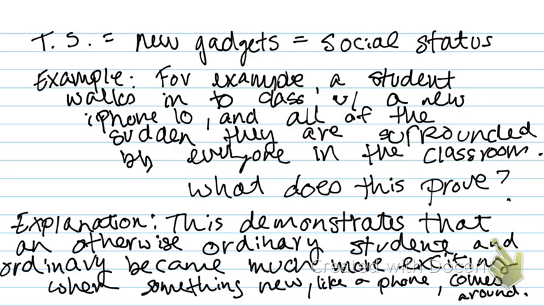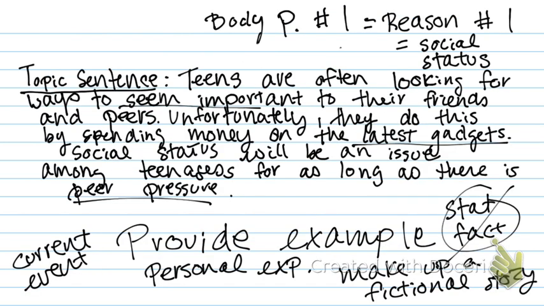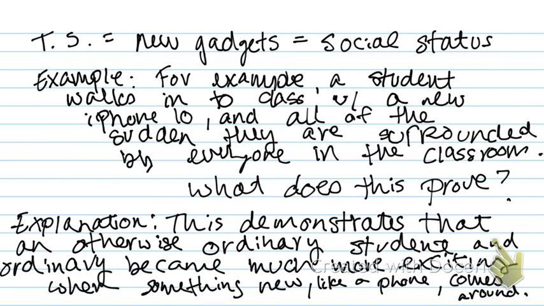So I'm going to jump back here real quick. All right, so let's read it from the beginning. Topic sentence. Teens are often looking for ways to seem more important to their friends and peers. Unfortunately, they do this by spending money on the latest gadgets. Social status will be an issue among teenagers for as long as there is peer pressure. For example, a student walks into class with a new iPhone, and all of a sudden they are surrounded by everyone in the classroom. This demonstrates that an otherwise ordinary student, an ordinary day, oops, I missed it. Not say day. See why it's good to proofread? Ordinary day became much more exciting when something new like a phone comes around.